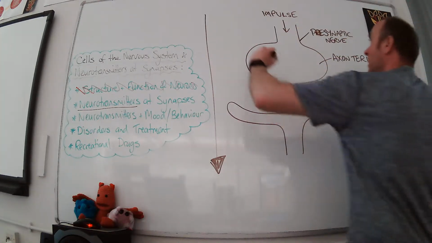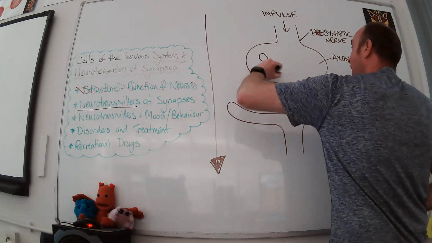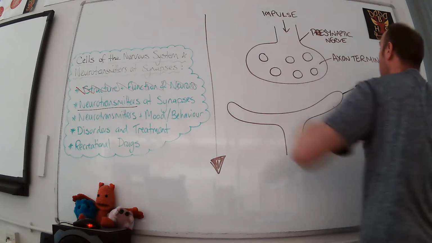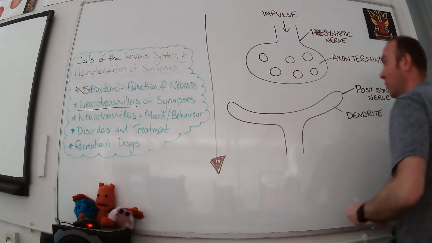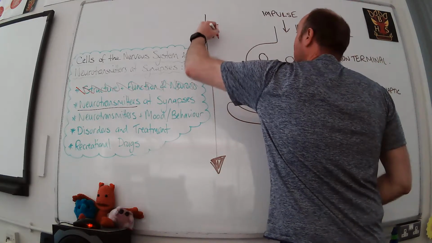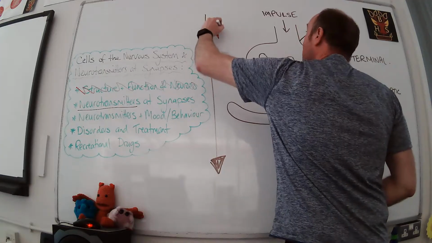Now, neurotransmitters are stored in vesicles in the axon terminal, right? So we're going to use a red triangle to denote neurotransmitter.